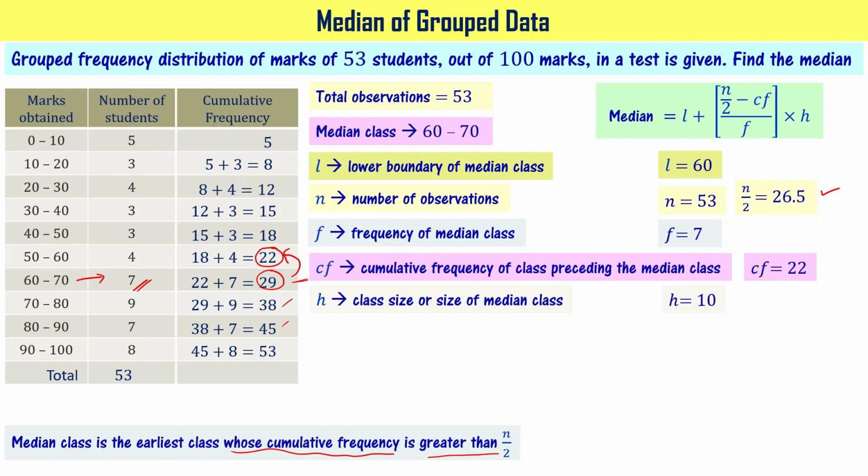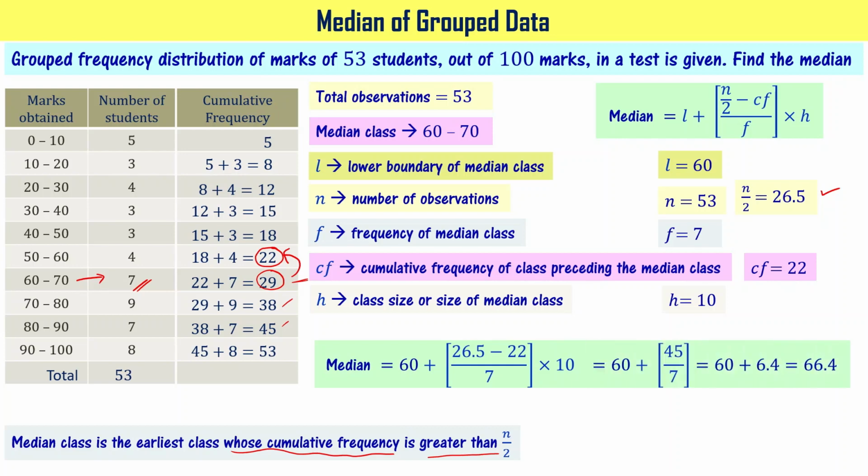Right? Now let's substitute all these into the formula given for median such that you get the median as 66.4. Earlier I said that the median is going to be a number within this particular class, right? 66.4 is the median, it lies in this class. That is the whole idea. Let's write it. Median is 66.4.